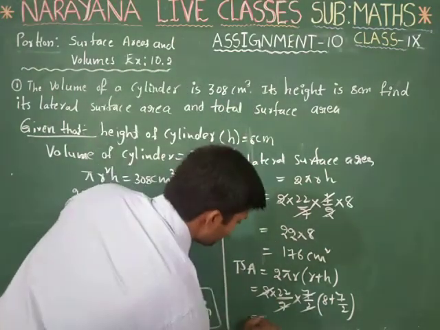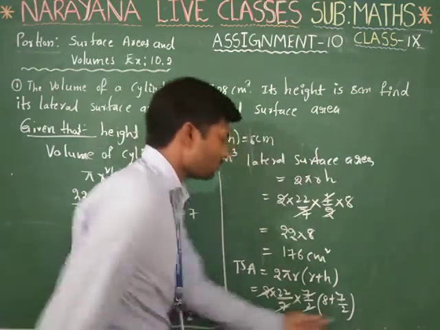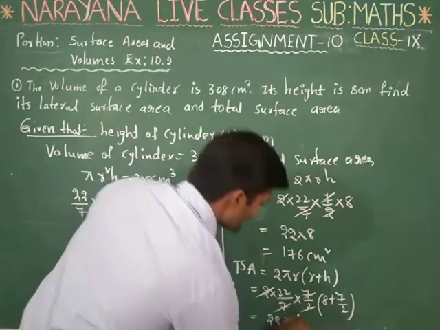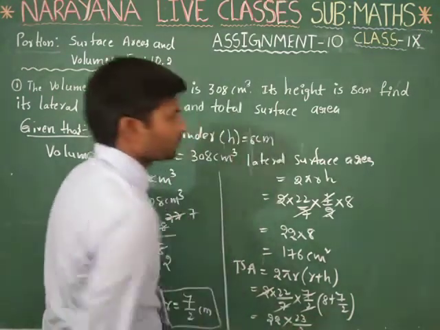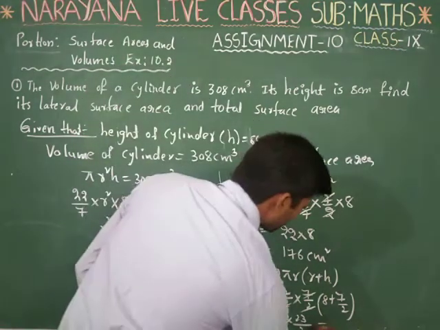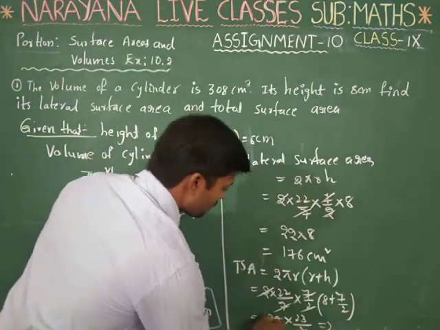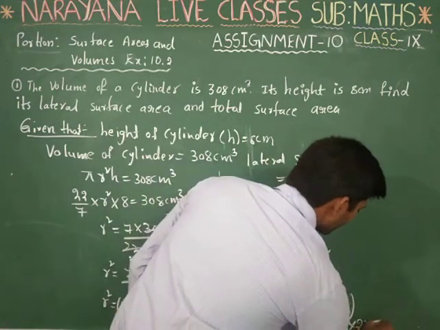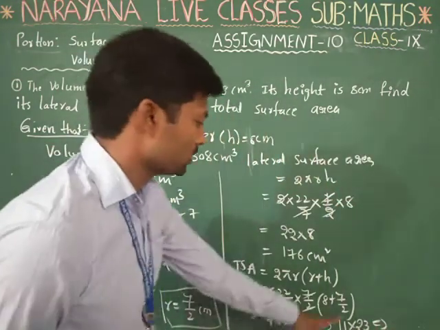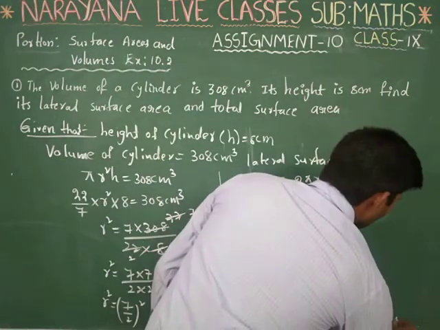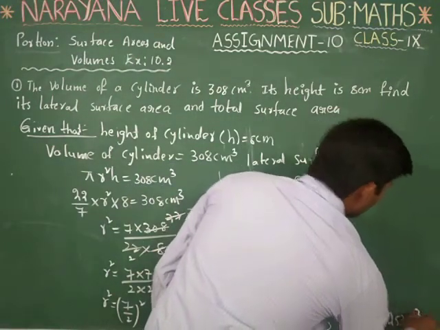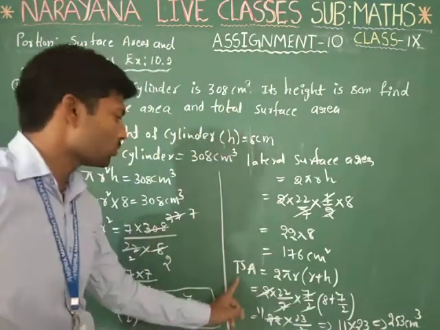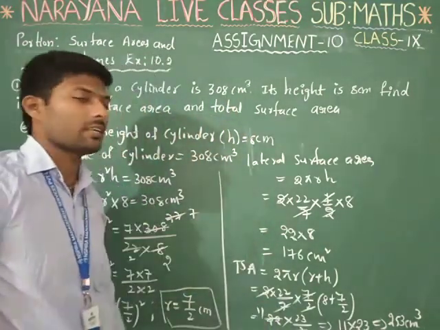So let me take it as 22 into, for this one, 8 2s are 16 plus 7, 23 upon 2. 23 upon 2. For the product, 2 1s are 2, 11s are 11. 11 into 23 will become 253 centimeter cube. This is the total surface area of the given cylinder.